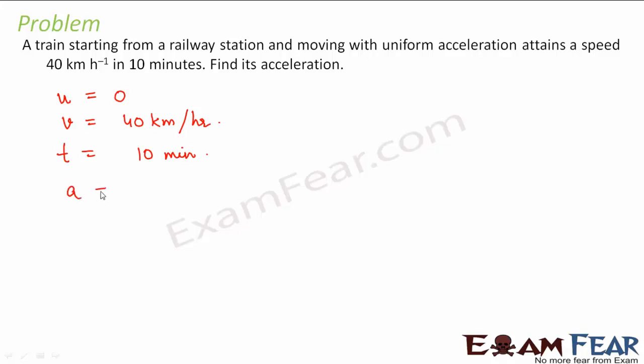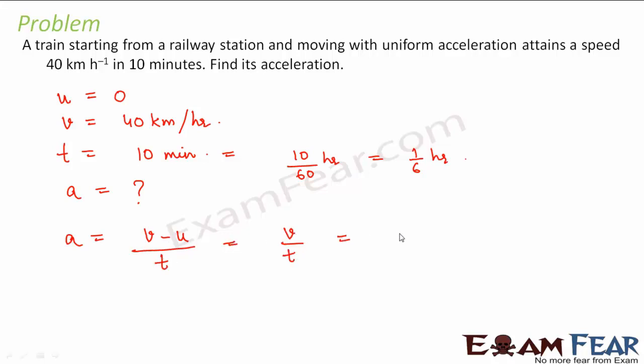Right? We have to calculate the acceleration. So now we can convert this time into hours. So this becomes 10 by 60 hour, that is 1 by 6 hour. So acceleration is change in velocity, that is v minus u by t. u is 0, so this is v by t. So this becomes 40 divided by 1 by 6, which is equal to 240 kilometer per hour square.